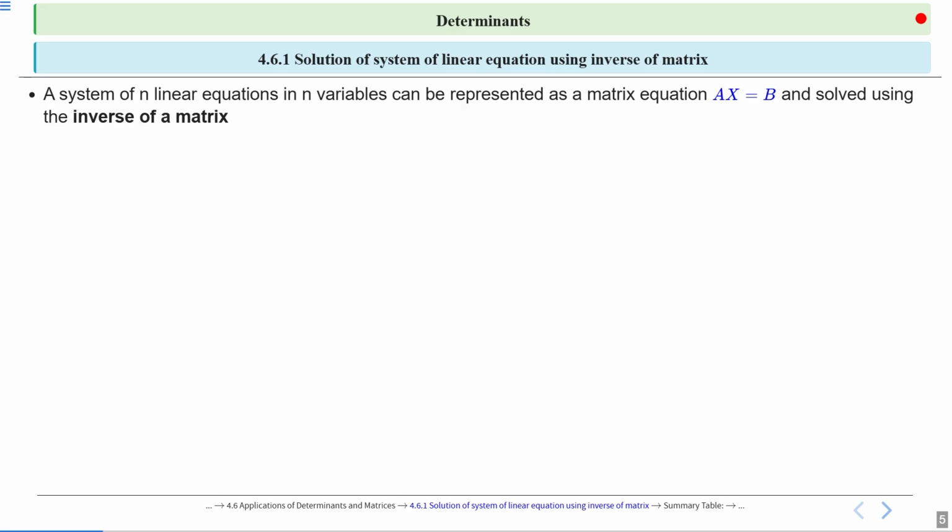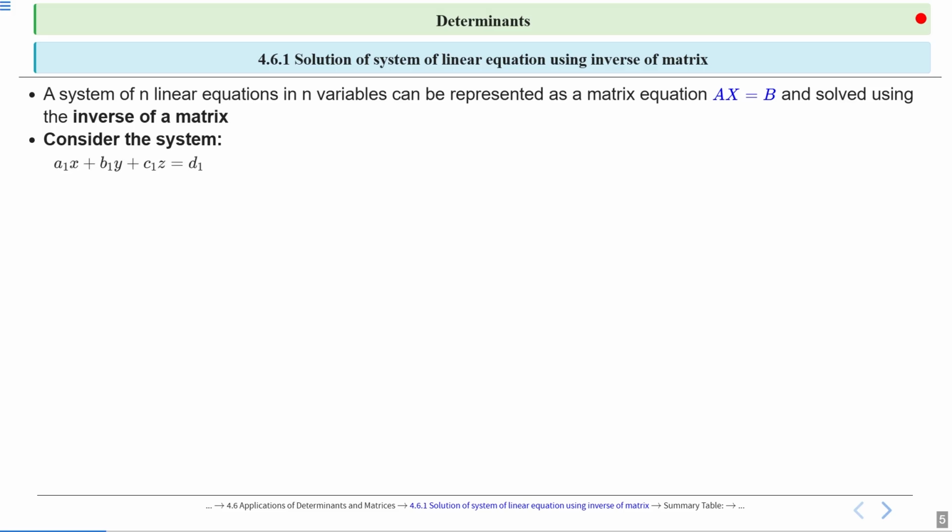Okay, so a system of linear equations in n variables can be represented as a matrix equation. We know that we can represent a system of linear equations in matrix form, and that form is AX equals B. And we can solve this system of equations by the inverse of a matrix. We already know how we can find the inverse of a matrix.